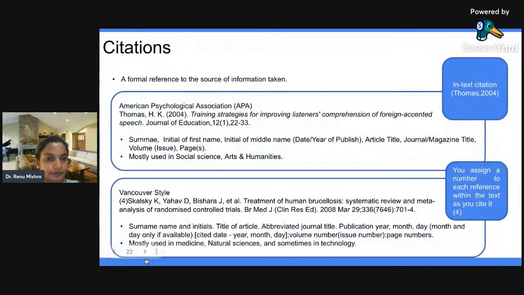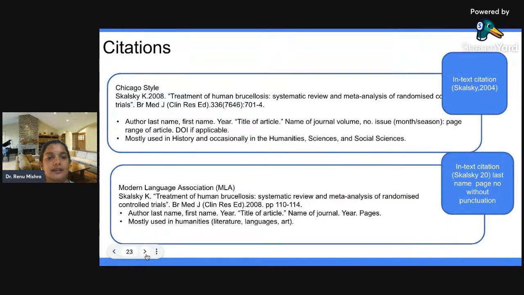When it comes to Chicago style, it is very similar to APA style. Author's last name, first name, year, title. I've forgotten to put in a comma here. Please put in a comma here. Name of the journal and other details. The in-text citation is here.